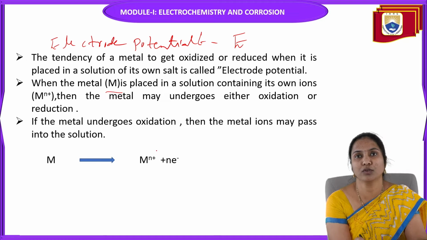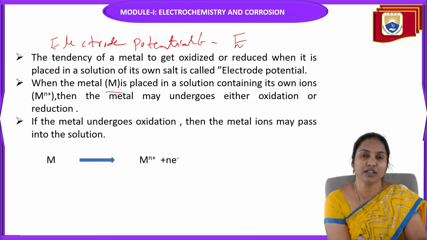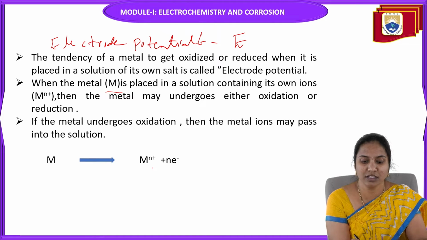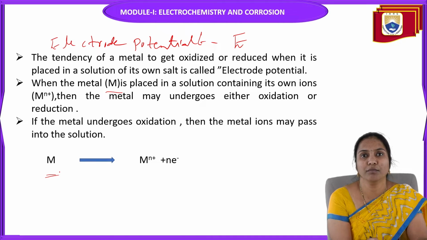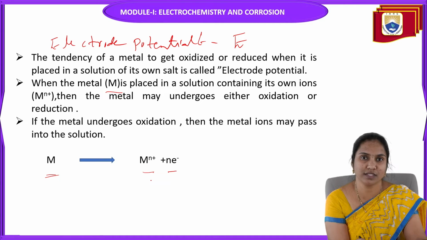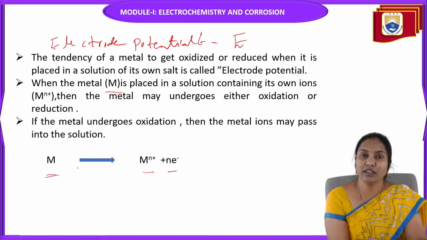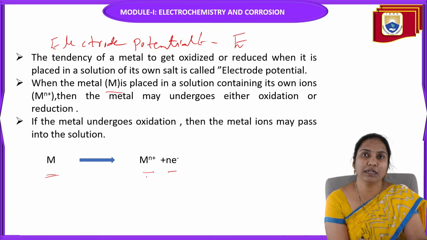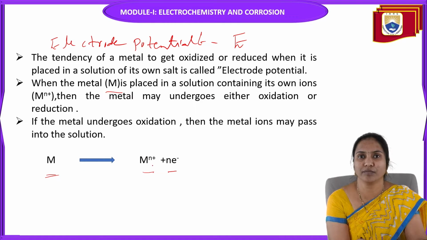If this metal undergoes oxidation, the metal ions may pass into the solution. For example, here we are taking a metal. When this metal is dipped in the solution of its own salt, if it undergoes oxidation, it gives metal ions and loses electrons, because it is an oxidation reaction. So when the metal undergoes oxidation, the metal ions pass into the solution.